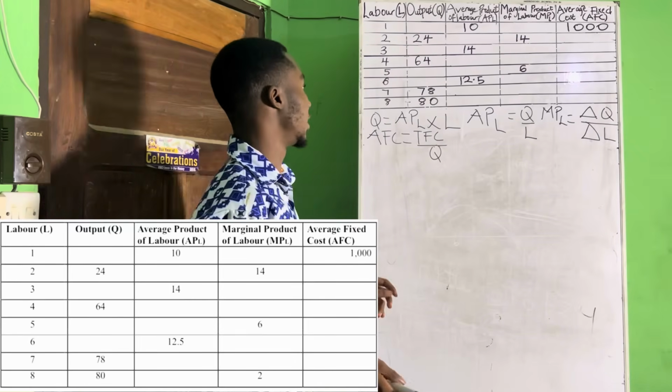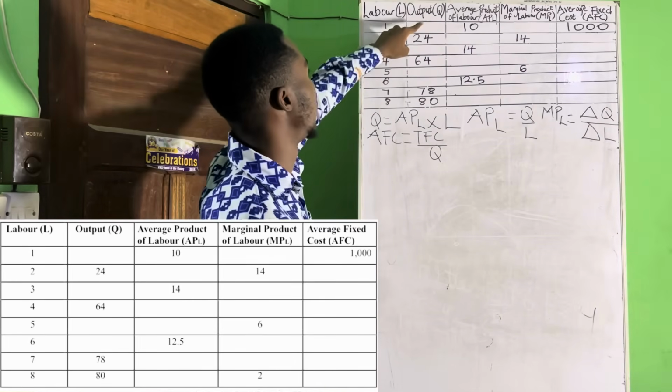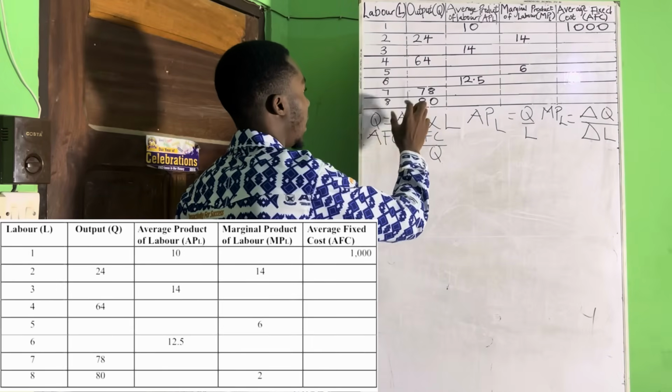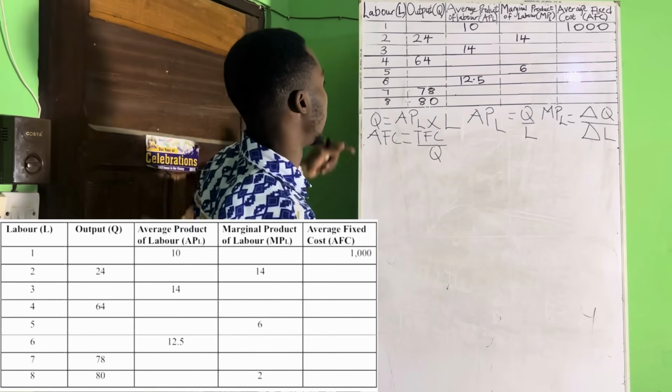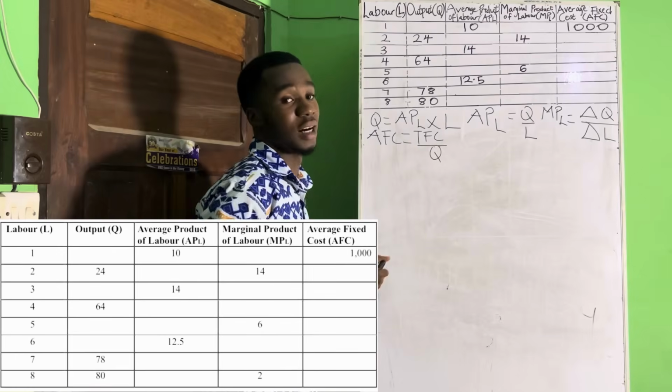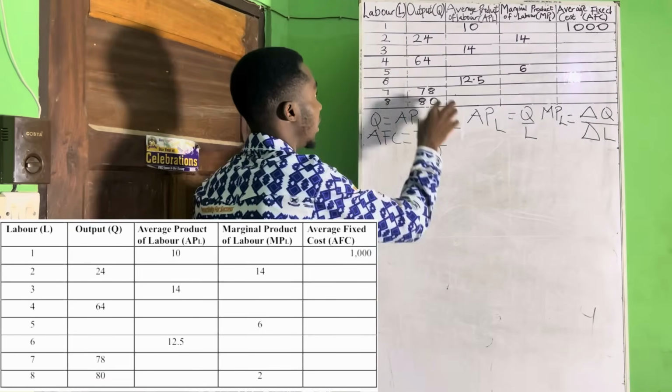So now the first one is the output, which they represented by Q. So the output is the average product of labor times the labor. So at each point in time, so averagely, what's the product they are bringing, then times the labor.